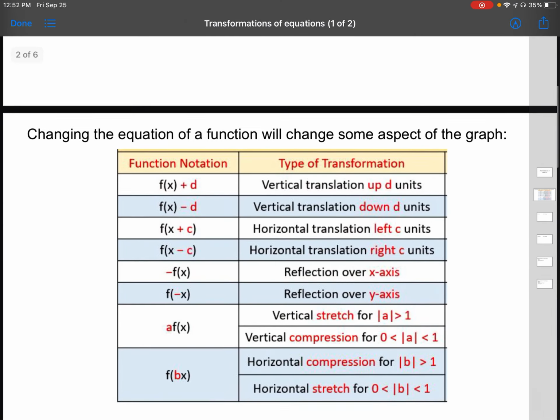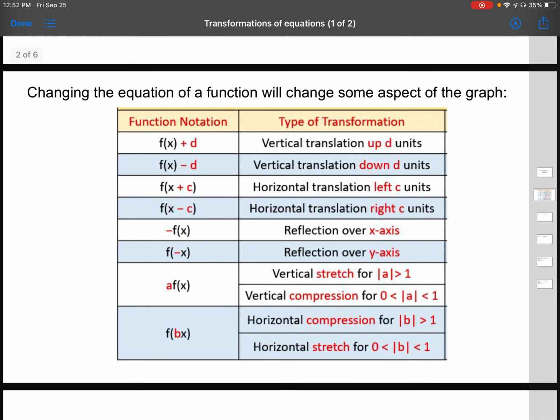But on an equation, you have to know where the different parts are. So this is our table. This is everything that could happen. So this is a good time to pause the video and write all this down. You're going to want this in your notebook, this whole table here.